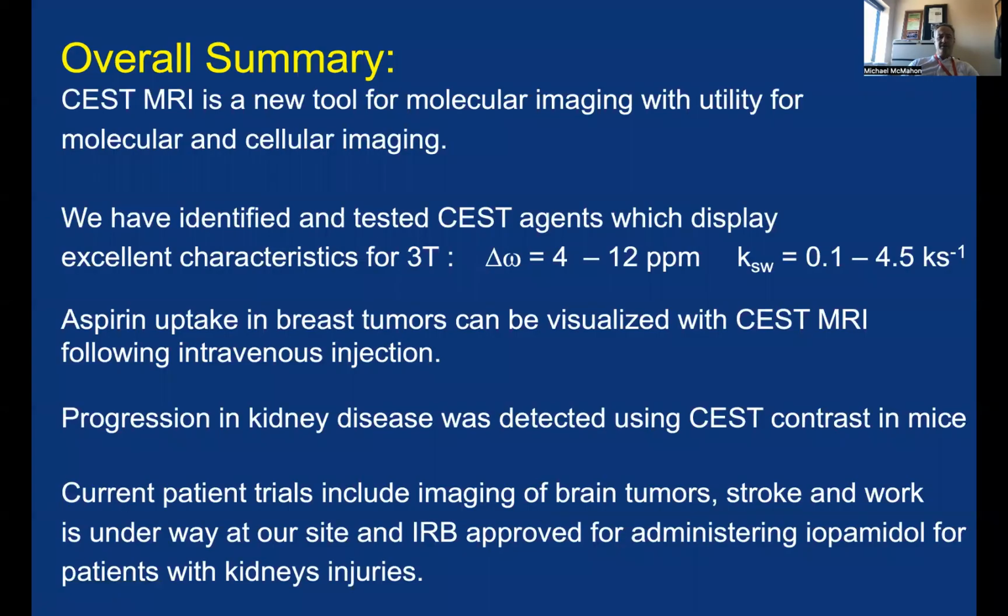So, to summarize, CEST MRI is a new tool for molecular imaging with utility, and we've tested and identified a number of CEST agents with very excellent characteristics for 3T. We looked at aspirin for cancer imaging. We looked at iopamidol for kidney imaging. And we have a patient trial currently at our site for brain tumors, stroke, and have an IRB-approved patient study for administering iopamidol for patients with kidney injuries.